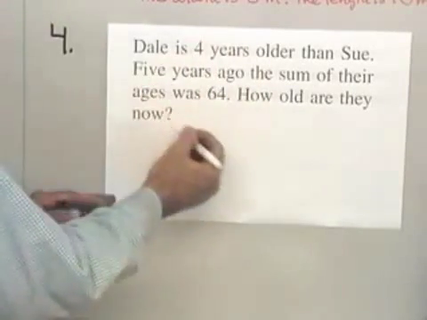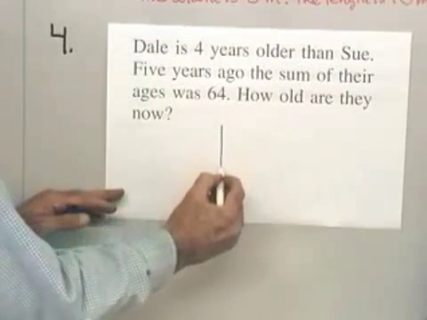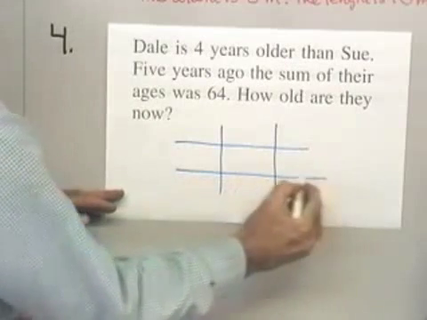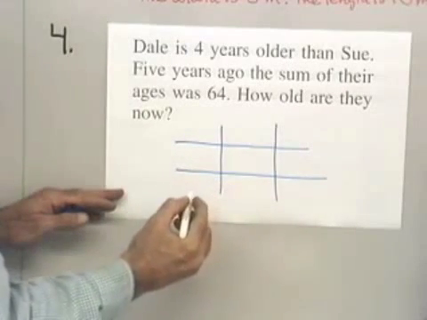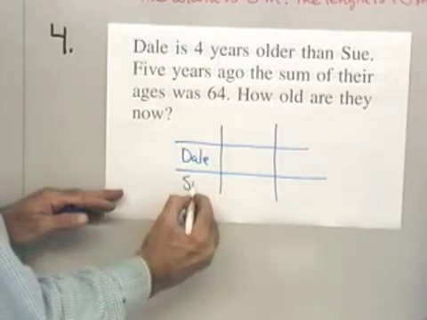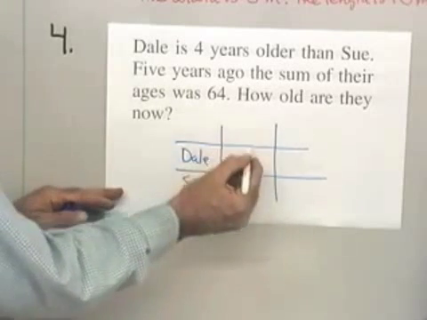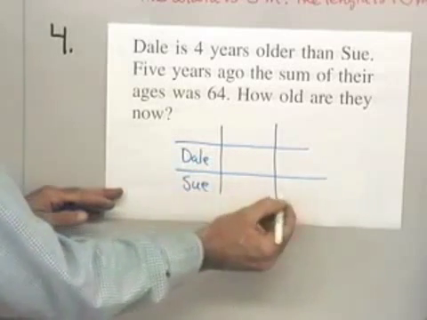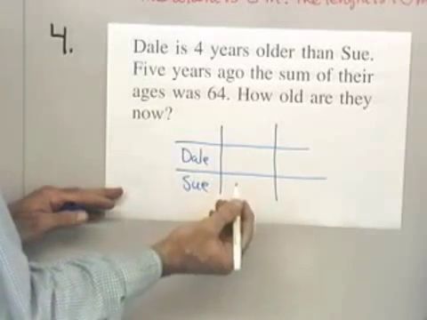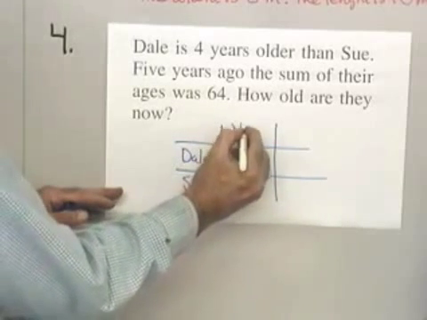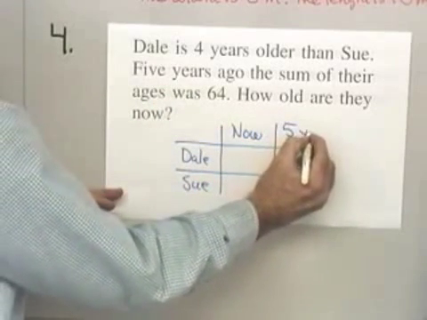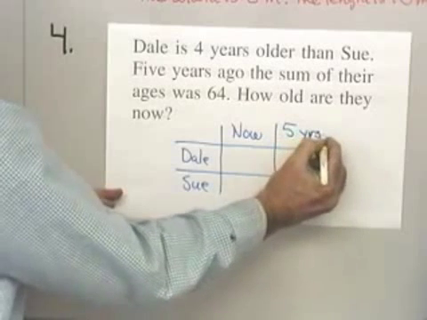So what I don't know is their ages now. One way to do an age problem like this is with a little table. So I think I'll put the table here and let you take a look at it. I have two columns right here, and I'm going to use for my two columns the two people in the problem. So one will be Dale, and the other will be Sue. For the two rows in the table, I'm going to put in the two different times. One is now, and the other is 5 years ago.